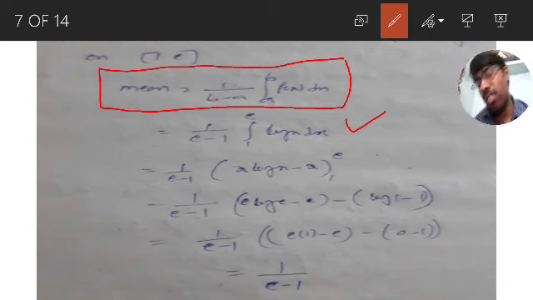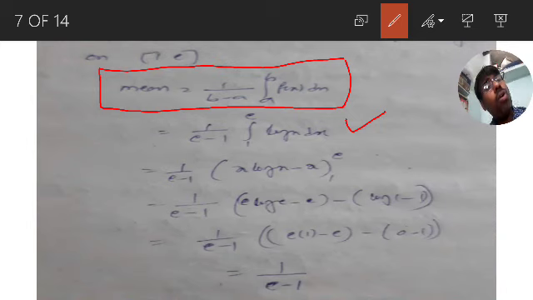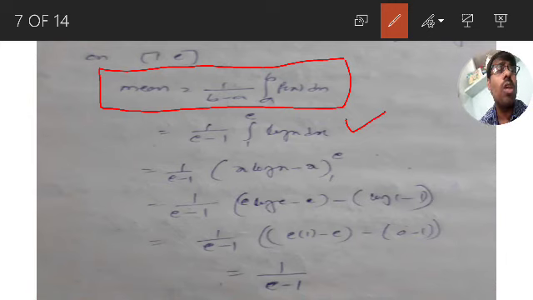Integration of log x. Do you remember the integration of log x? I said you have to remember it as a formula when I dealt with integration by parts, which is the product rule. We calculated the integration of log x. If you don't remember, go and check the notes where we did integration by parts.